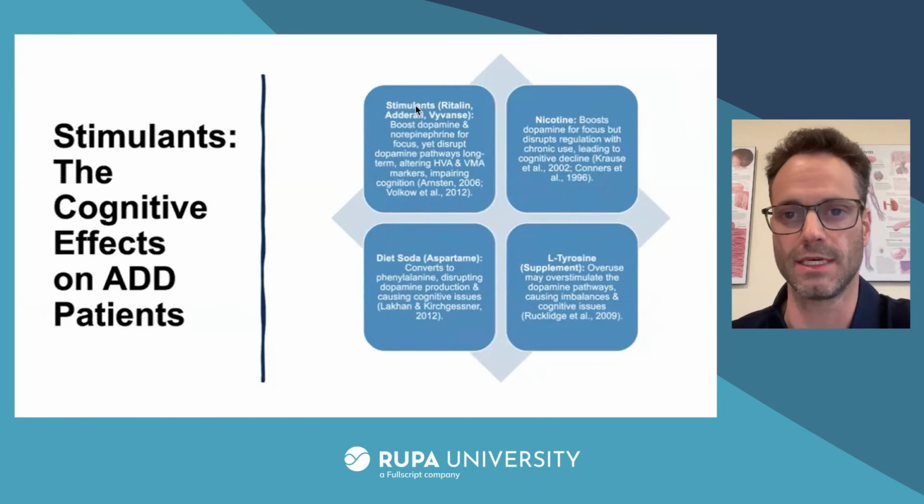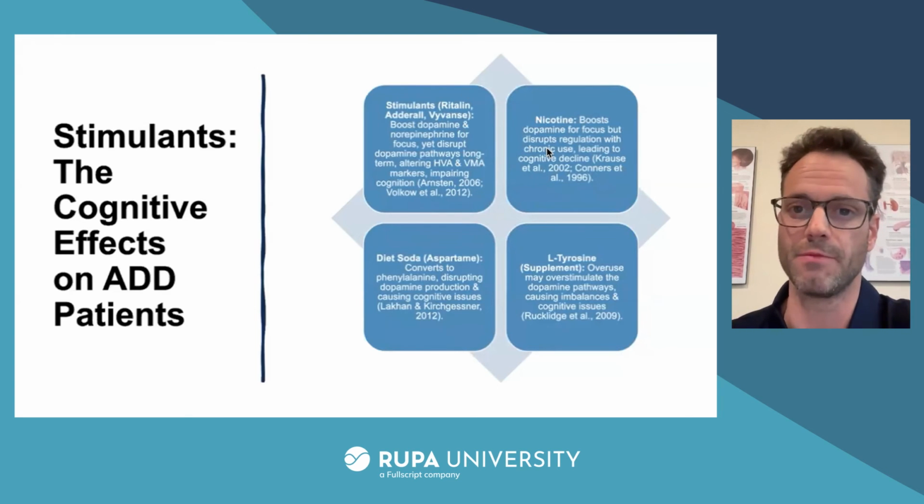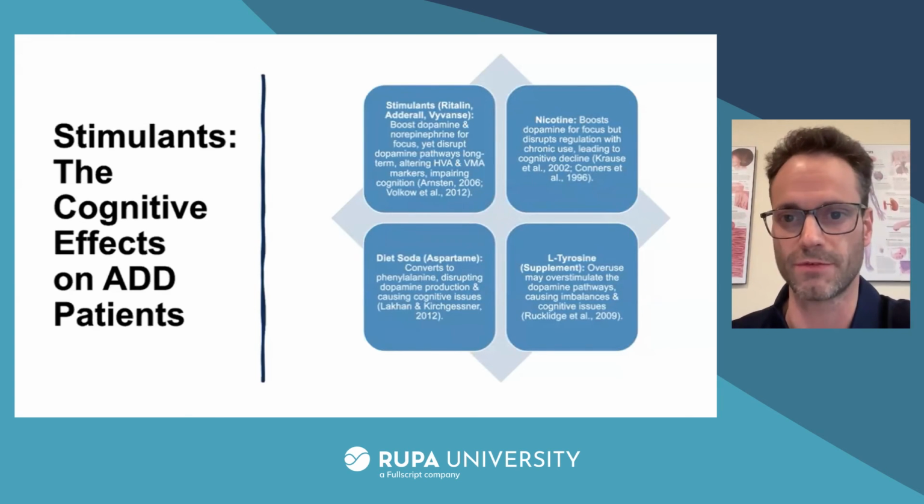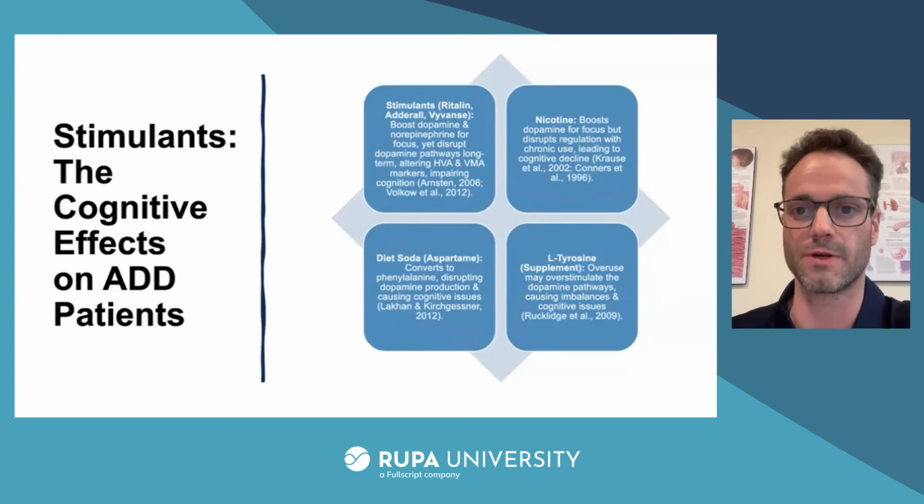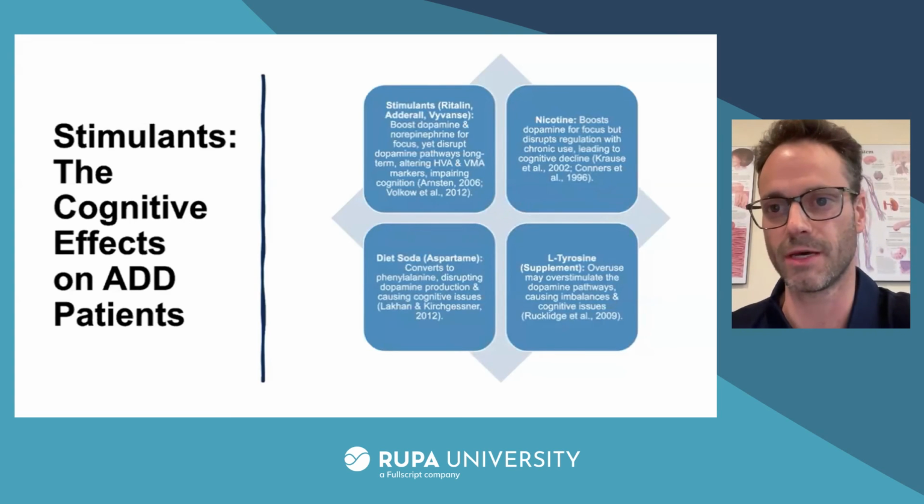Vyvanse is insanely expensive here in the US now. We've had Adderall shortages; it was a big deal in the last couple of years. And Ritalin obviously does not work for everybody. I've had patients have to go through several meds until they find one that works, or they couldn't find one that worked for their phenotype at all.